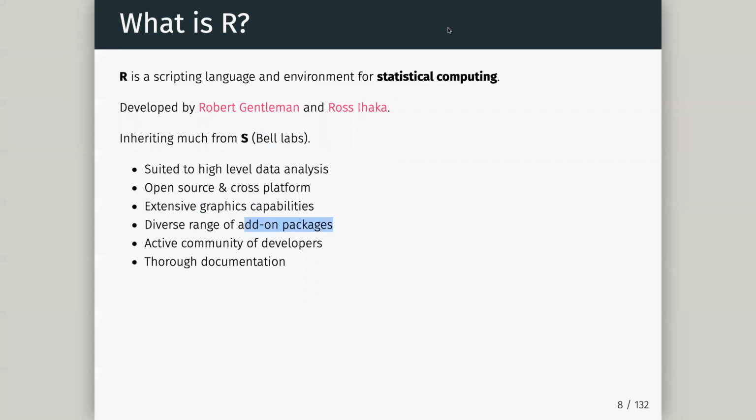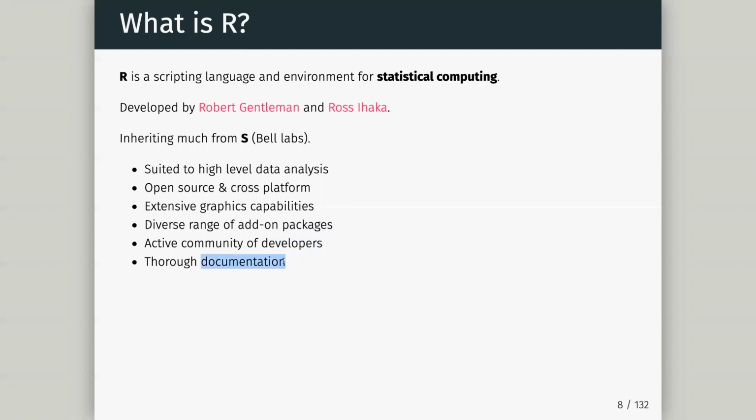Incredible range of add-on packages, and that means these are libraries, sets of functionality which other people have written. So if you're doing a particular type of analysis, you don't need to start from scratch. Often someone else has written the functionality. Active community of developers, so people are committed to making R better and writing the packages we need. So often new biological techniques come out, you will quickly find a package in R available for you to deal with it.